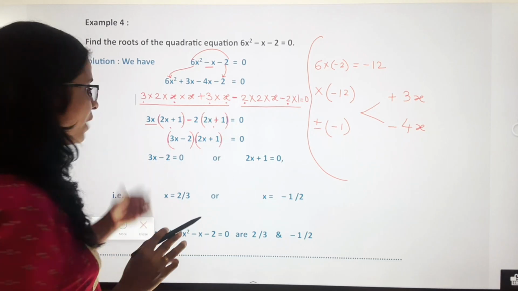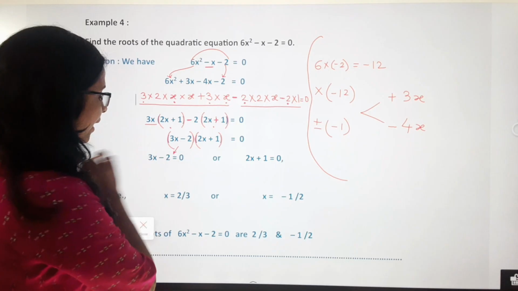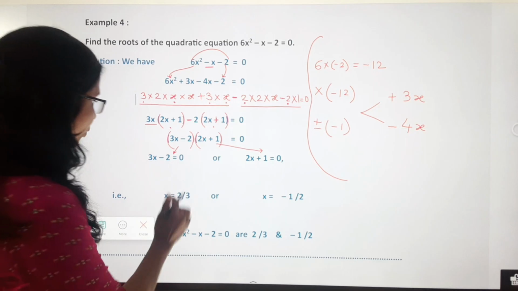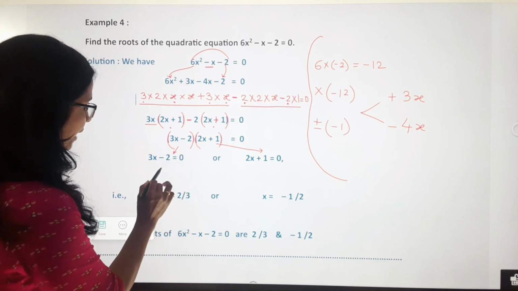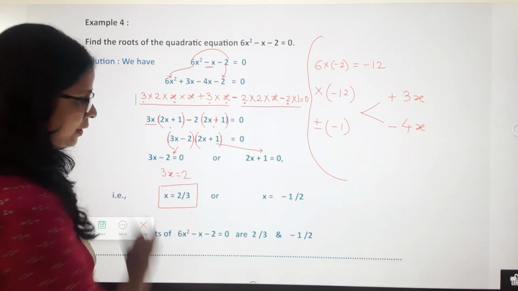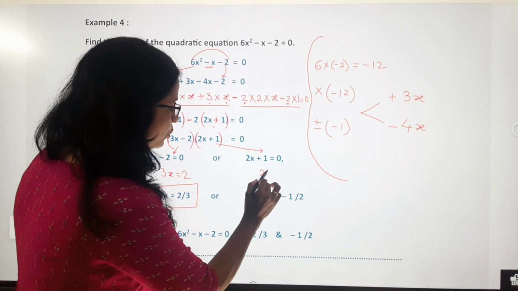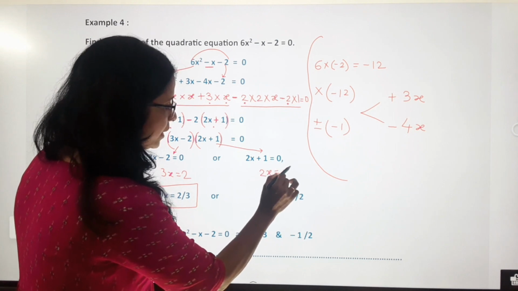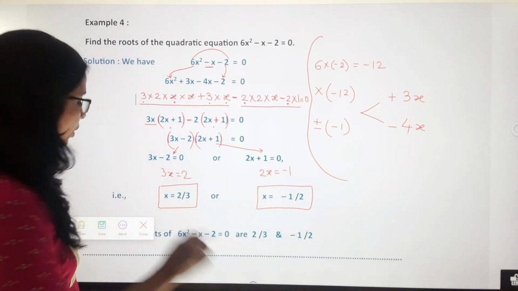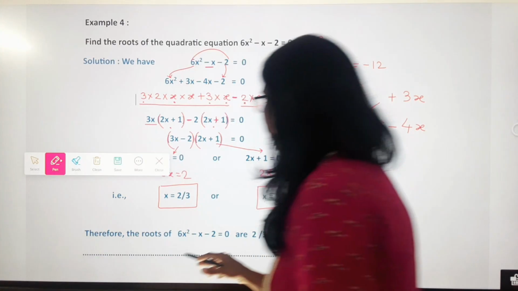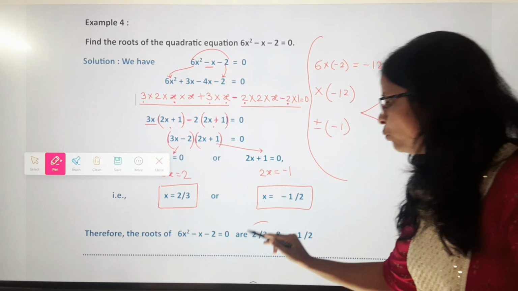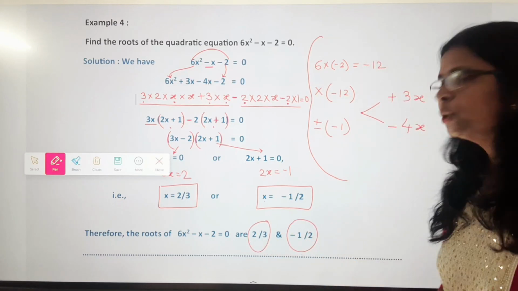So in this way, we can say that 3x minus 2 is equal to 0, or the second bracket is equal to 0. Here 3x minus 2 is equal to 0, that means 3x is equal to 2, then x is equal to 2 upon 3. And here 2x plus 1 is equal to 0, therefore 2x is equal to minus 1, and therefore x is equal to minus 1 upon 2. So we can say that the roots of 6x square minus x minus 2 is equal to 0 are 2 upon 3 and minus 1 upon 2.